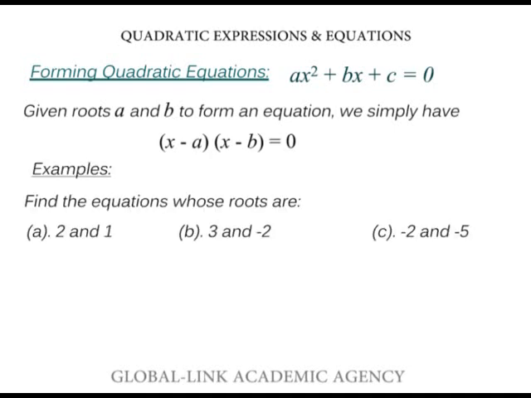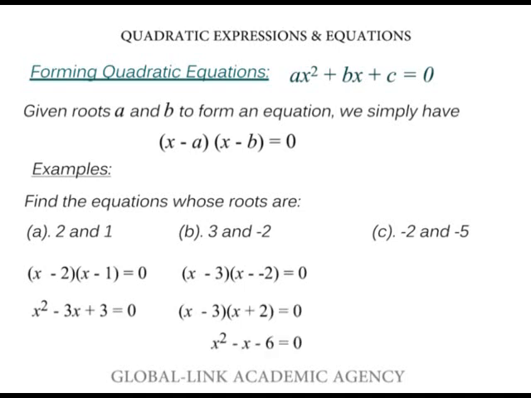For example, find the equation whose roots are a, 2 and 1; b, 3 and minus 2; and c, minus 2 and minus 5. In our solutions, a, x minus 2 times x minus 1 is 0, and we expand, we get x squared minus 3x plus 2 is 0. b, x minus 3 times x minus minus 2 is 0. We expand and we shall get x squared minus x minus 6 is 0.